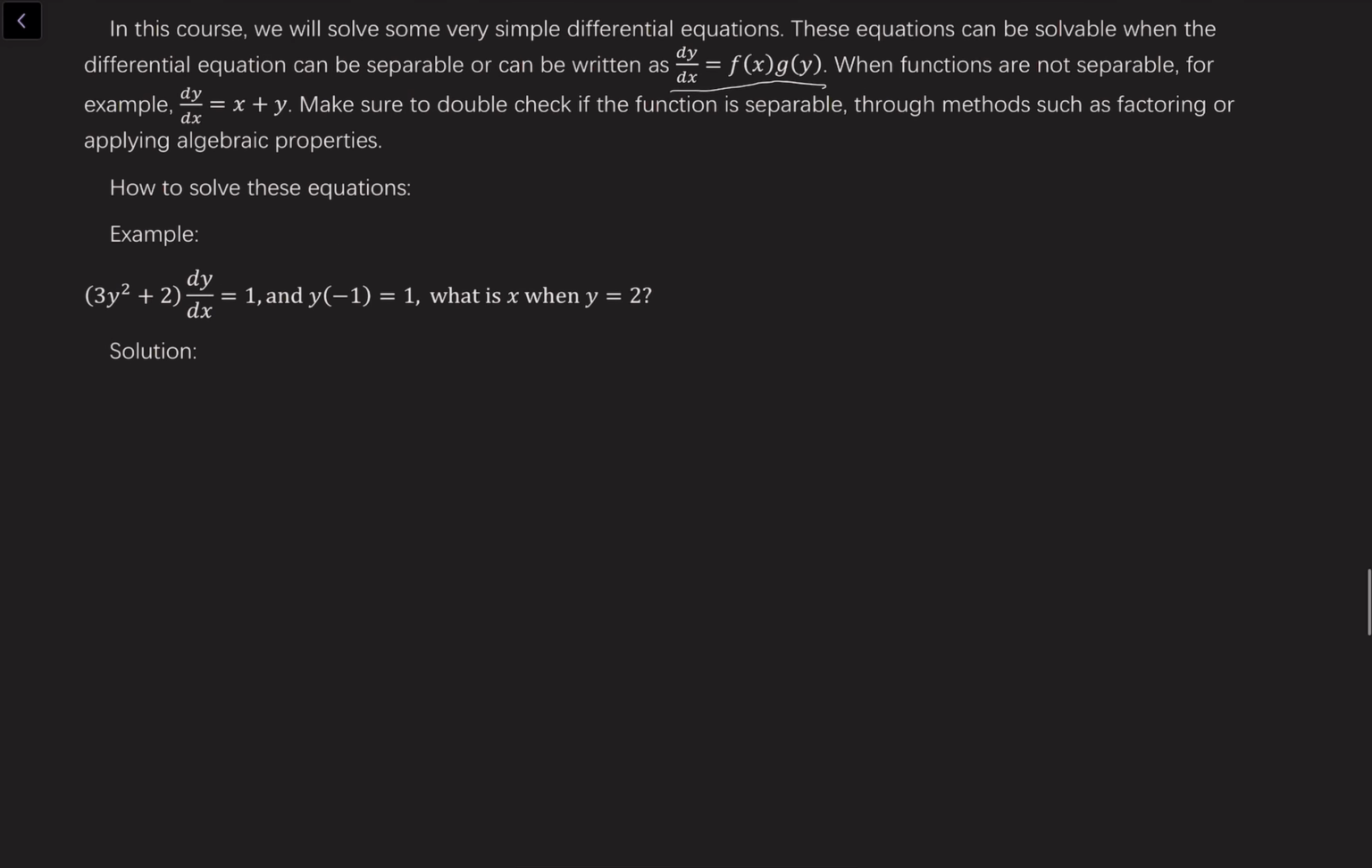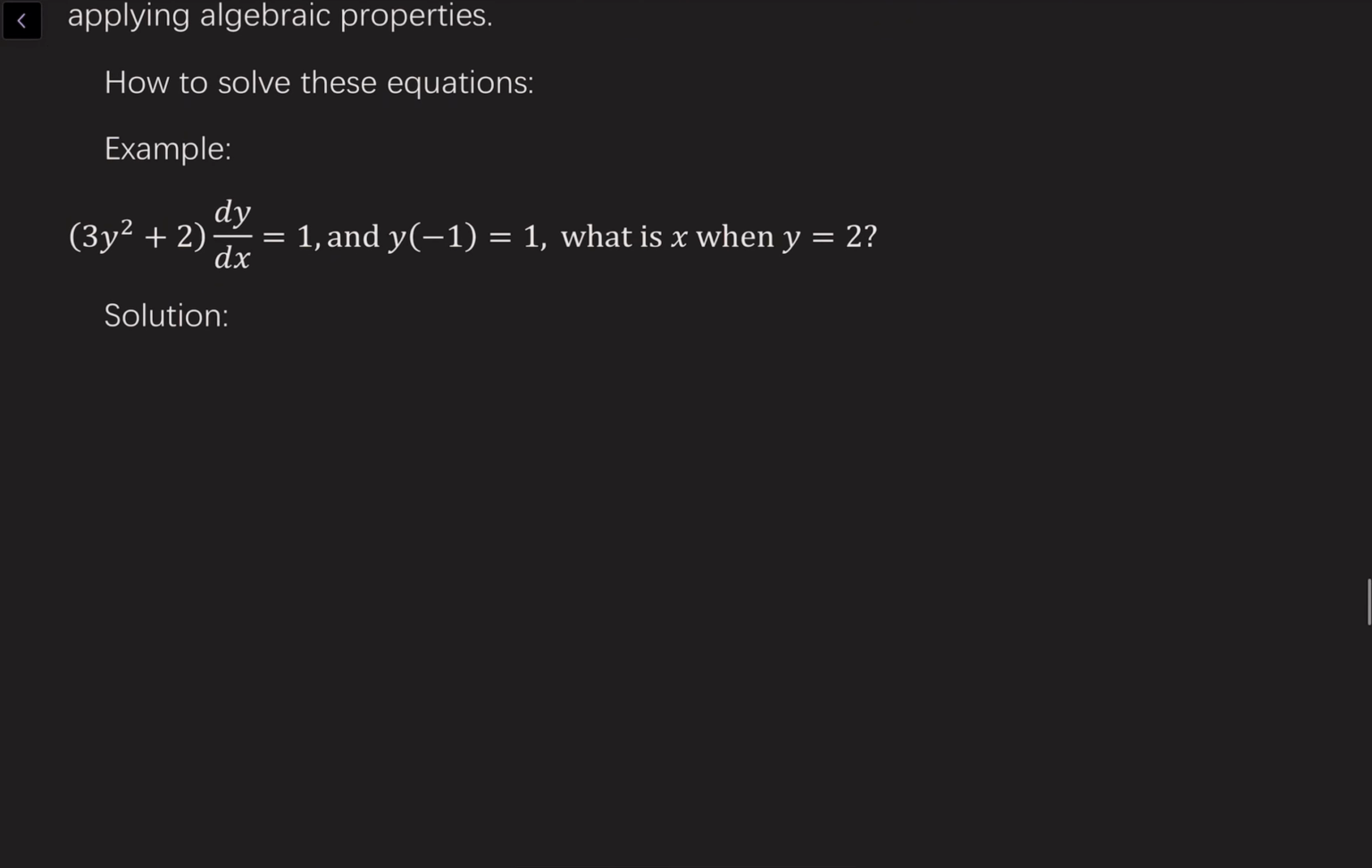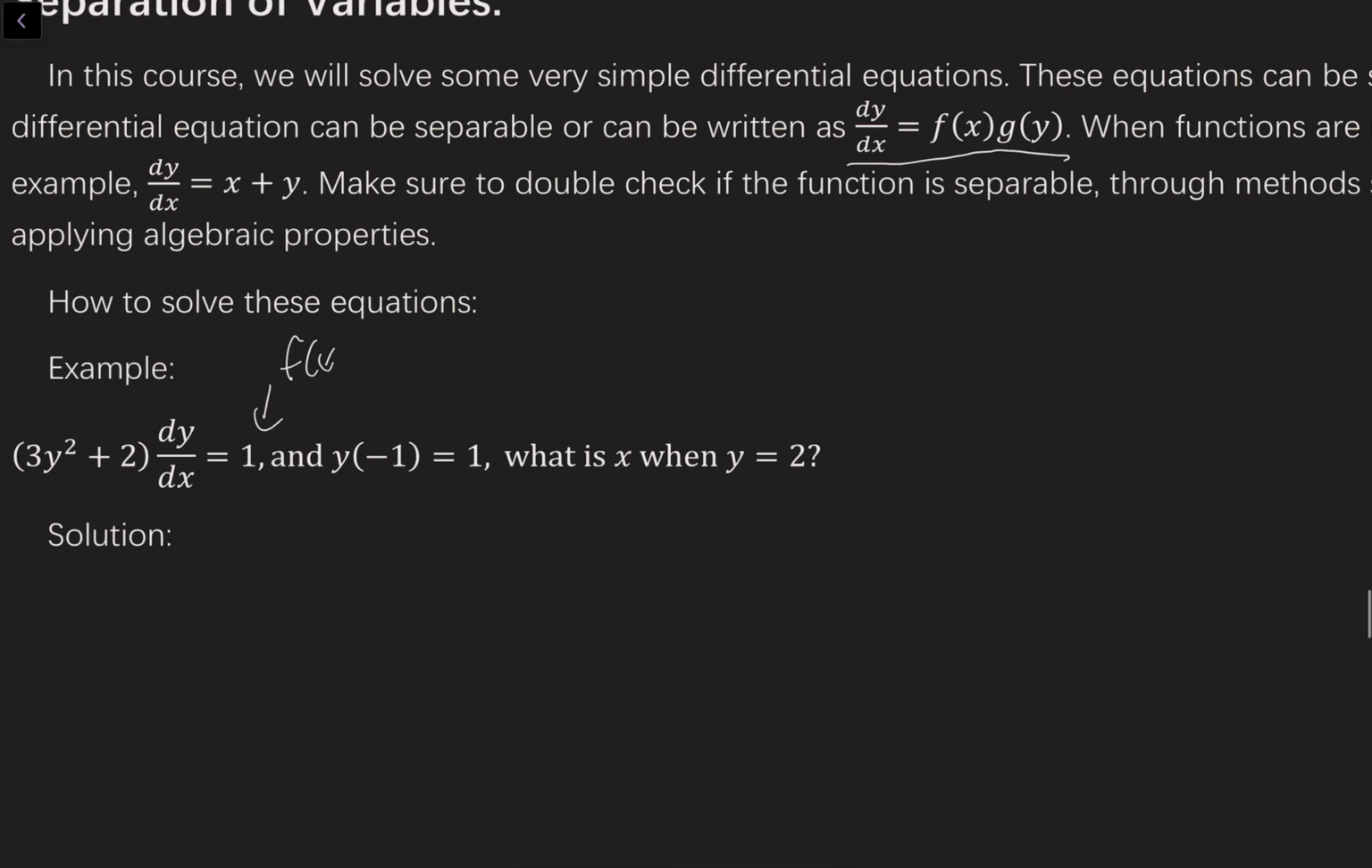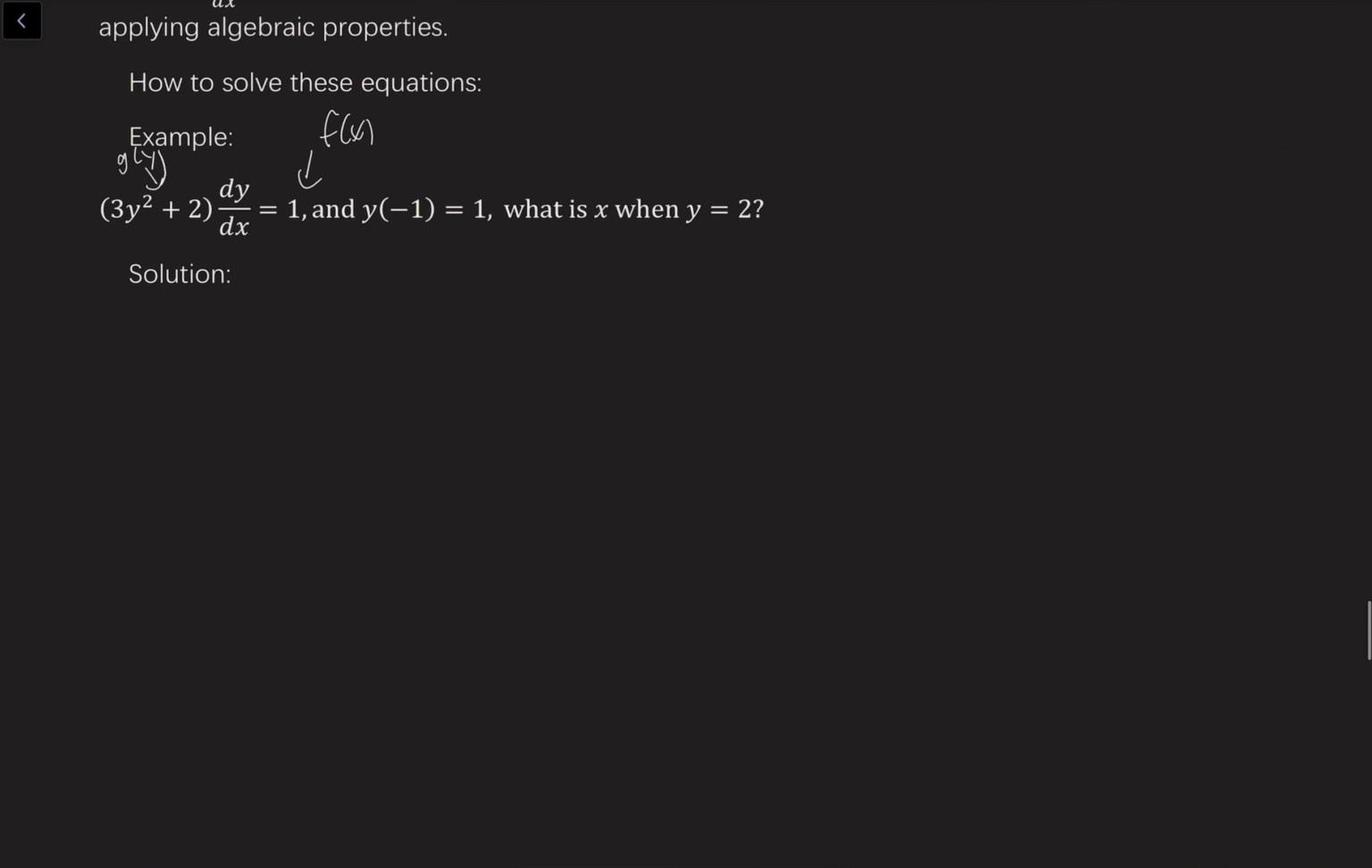So what does separable even mean? Let's work through this: 3y squared plus 2, dy/dx equal to 1. Well, it's already separated for you. Now this 1 we can say is f of x, and 3y squared plus 2, consider that g of y. It's okay if you leave a constant 1 here; it's a function with respect to x, it's just that x is not there. So let's solve this.